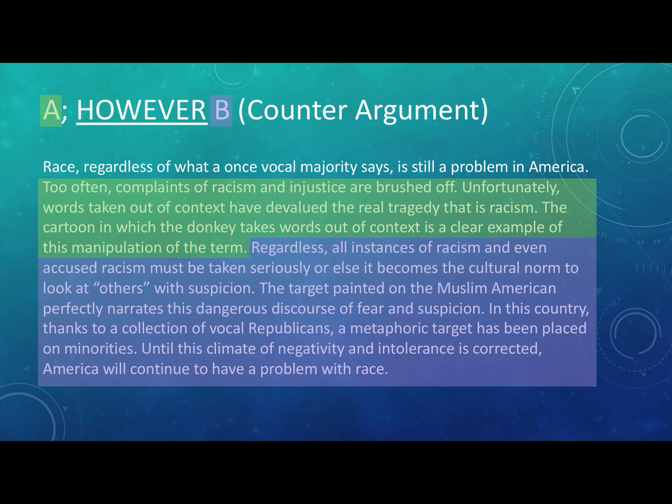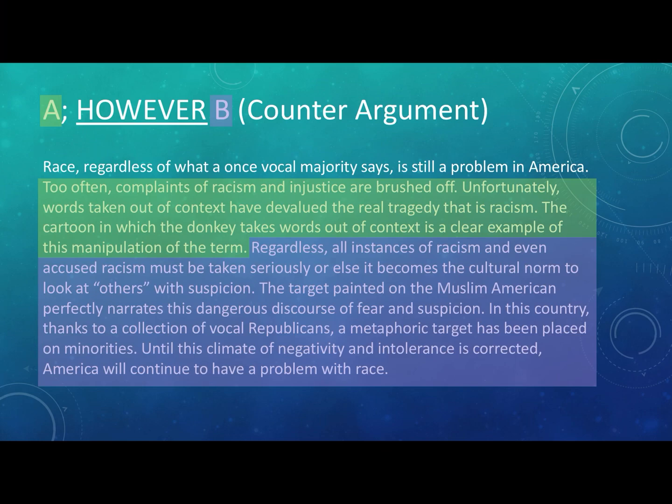Race, regardless of what a once vocal majority says, is still a problem in America. Too often, complaints of racism and injustice are brushed off. Unfortunately, words taken out of context have devalued the real tragedy that is racism. The cartoon in which the donkey takes words out of context is a clear example of this manipulation of the term.